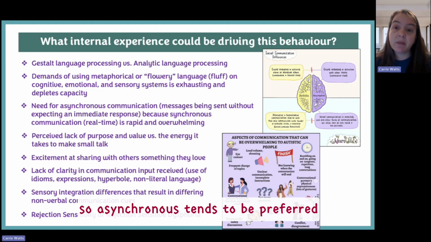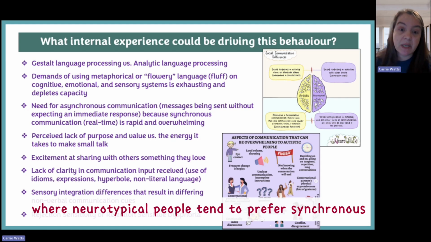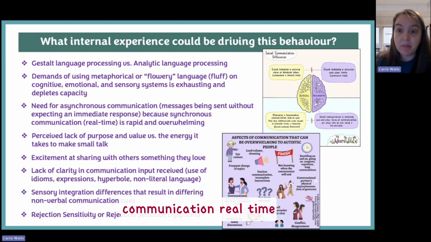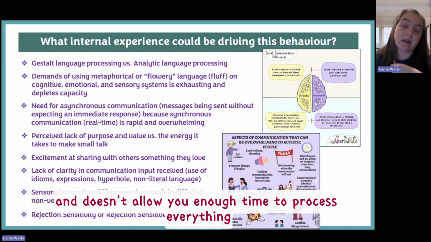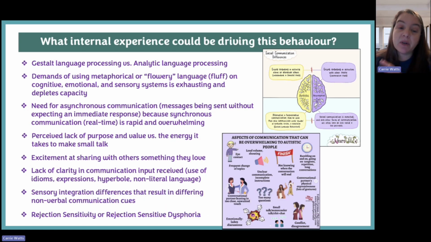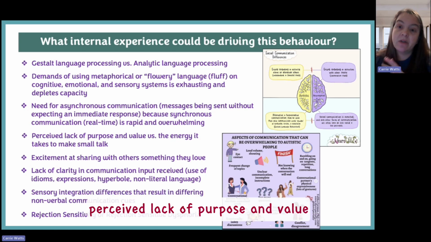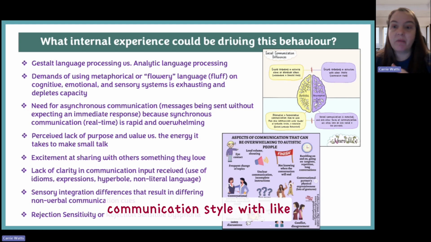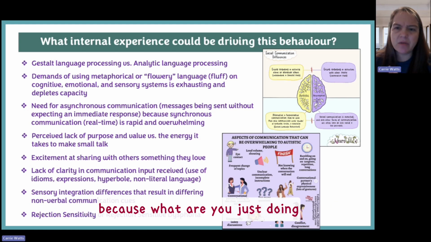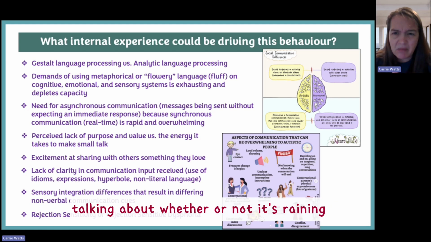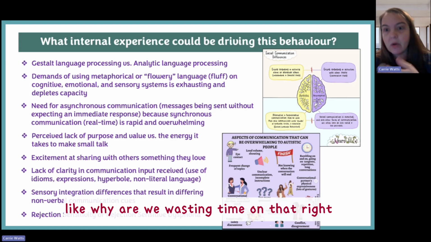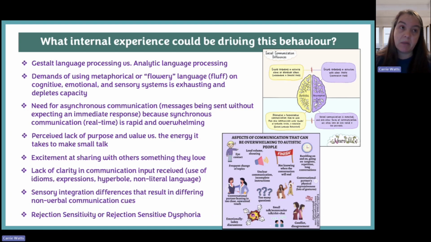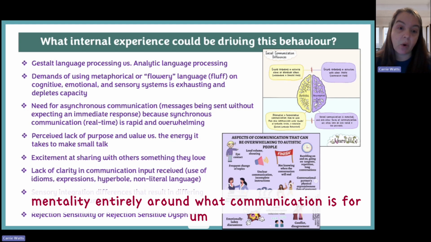So asynchronous tends to be preferred, where neurotypical people tend to prefer synchronous communication, real time, which is rapid and overwhelming and doesn't allow you enough time to process everything. There can be a perceived lack of purpose and value to the neurotypical communication style, for example, small talk. So it doesn't seem like there's really any value in that, because what are you just doing? Talking about whether or not it's raining? Why are we wasting time on that, right? Because there's a different mentality entirely around what communication is for.